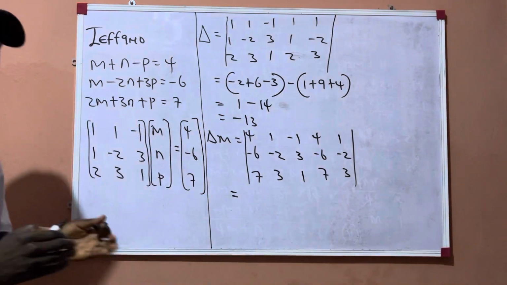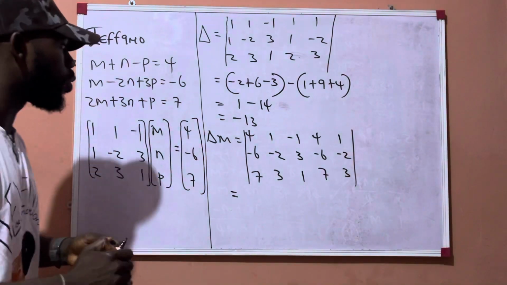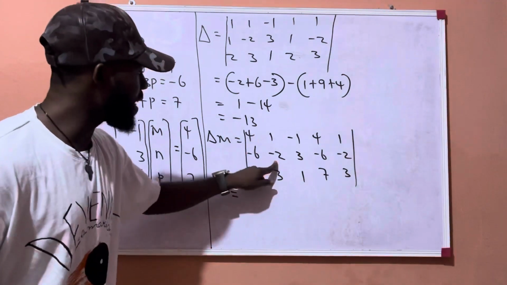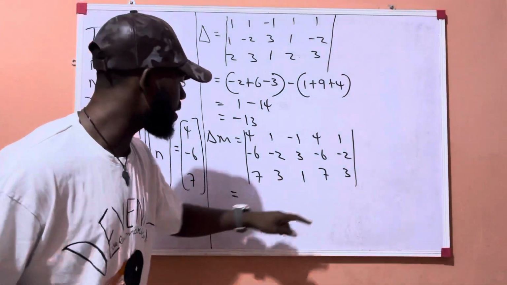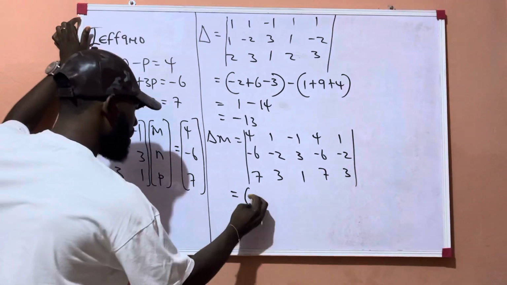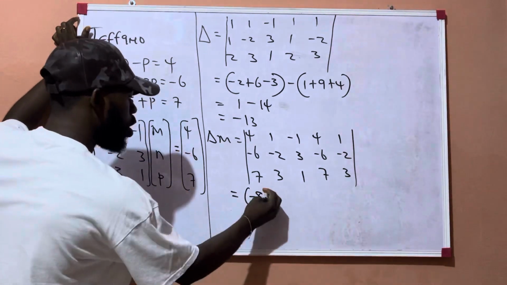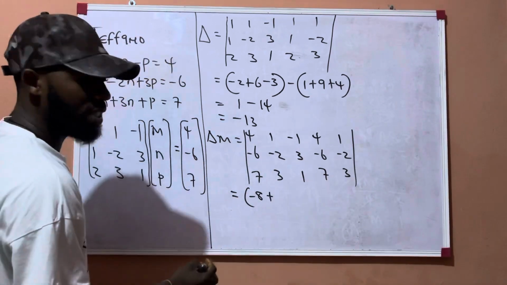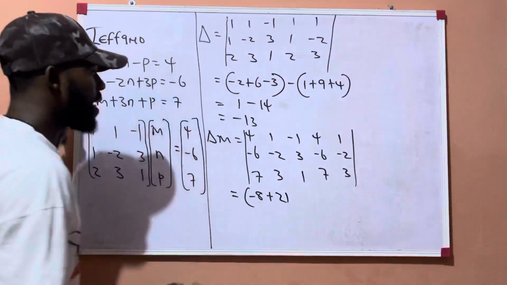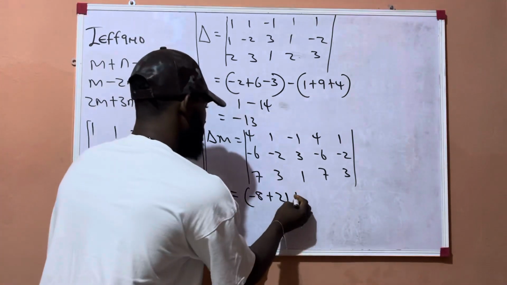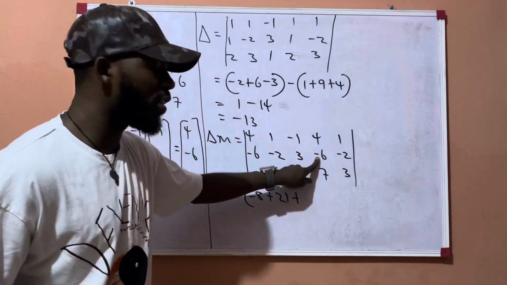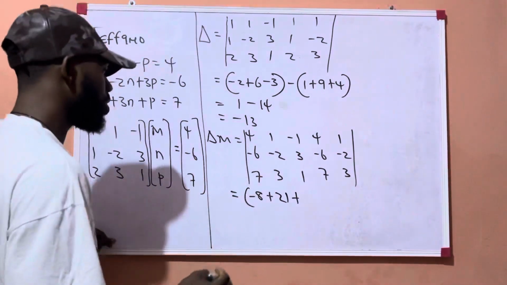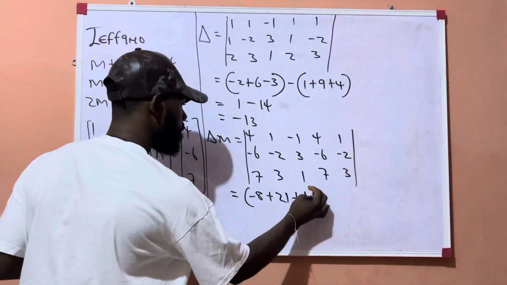We have this. Multiplying the first 3 elements that are diagonal together is 4, minus 2, 1. Now 4 times minus 2 gives us minus 8. Minus 8 times 1 also gives us minus 8. Now here becomes minus 8, plus. Now 1 times 3 is 3. 3 times 7 is 21, plus 21. The next is plus. Minus 1 times minus 6 gives us 6, because minus times minus is plus. Now 6 times 3 gives us 18. Now we have 18.